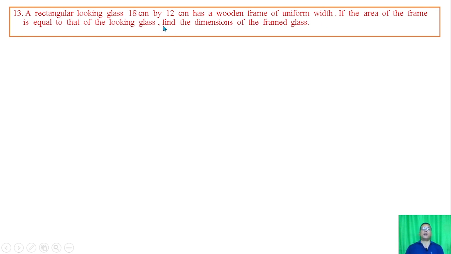A looking glass measures 18 centimeter by 12 centimeter. A uniform white wooden frame is fixed around it. If the area of the frame is equal to that of the looking glass, find the dimensions of the frame glass.